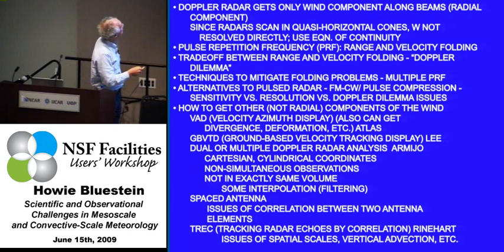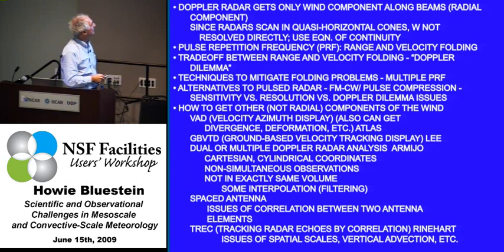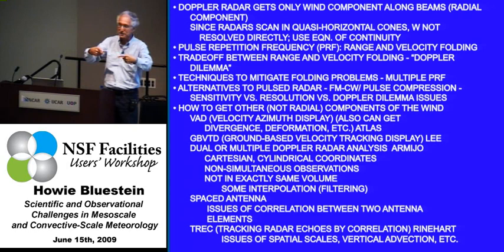You can use the ground-based velocity track display, Wen-Chau Lee, which is a variation on the VAD. You can use dual or multiple Doppler radar analysis, and you just get two different radars looking at your storm from two different viewing angles, and then you can synthesize the wind field.